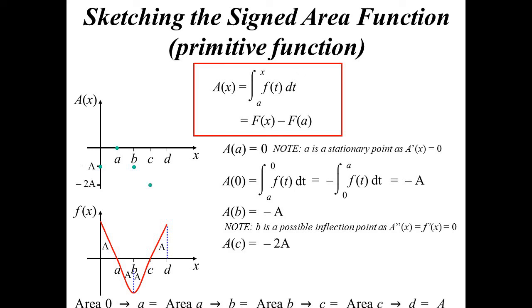Let's have a look at C. We're going from A to C. We will end up with negative 2A. So going from A to C, we've got 2 below, which is minus 2A. Plot that. Right. This also means C is a stationary point, because look, on the derivative graph, it's equal to 0. Area D will end up being negative A, because if we go from A to D, we've got minus 2A below, we've got A above, put them together, you get negative A.